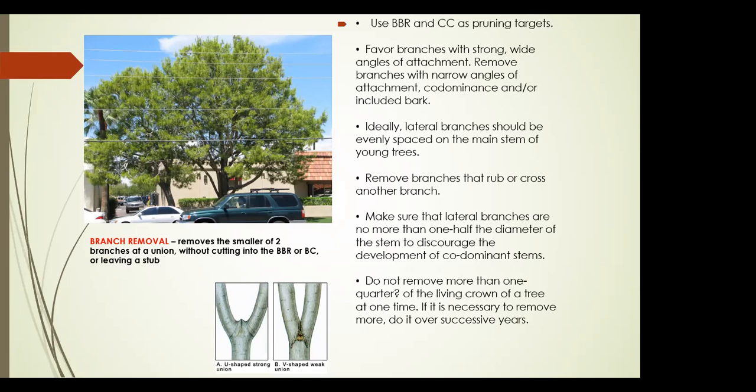They're removing the smaller of two branches at a union. That's branch removal, without cutting into the branch bark ridge or the branch collar. We're going to talk about that in a little bit. Don't cut into the branch bark ridge or branch collar, or leave a stub. The bottom point there about don't remove more than a quarter of the living crown, and remove more over successive years. Arboriculture can't be done in one visit, and it doesn't last. So it's a longevity thing.